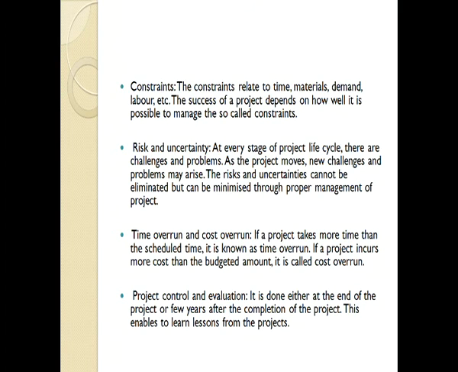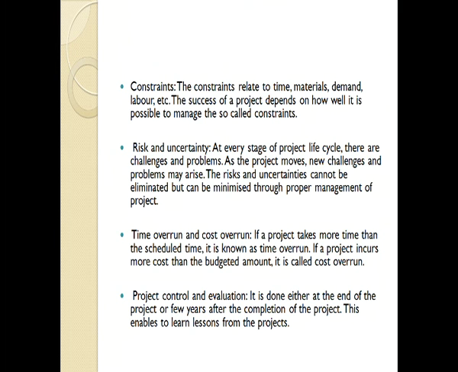Then there are certain constraints. Constraints relate to time, material, demand, labor, etc. So, project management is required, and the success of a project depends on how well it is possible to manage the so-called constraints. Then comes the risk and uncertainty. At every stage of the project life cycle, there are challenges and problems. As the project moves, new challenges and problems may arise, and the risk and the uncertainties cannot be eliminated but can be minimized through proper management of the project.